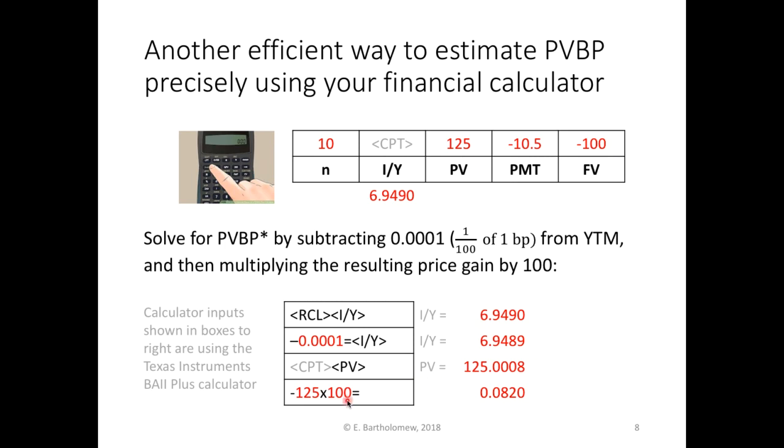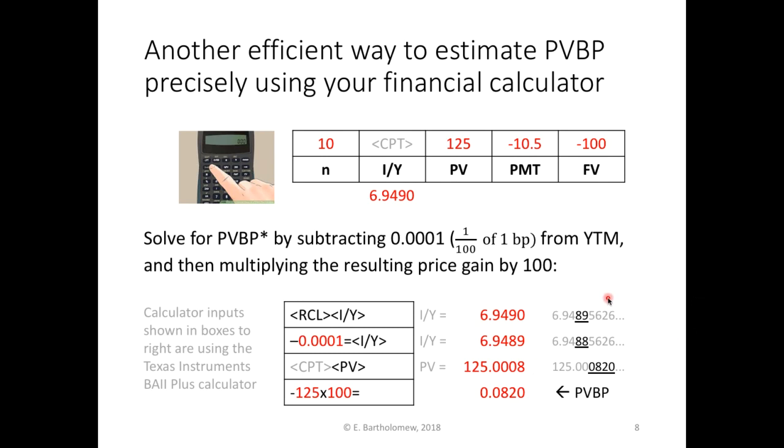And we subtract 125 from that because we want to look at the change, right? We're seeing how much it increased from that small drop in yield. And then we're going to multiply it by 100 because the change was only 1/100th of a basis point. And so that gets us up to the same 0.0820.